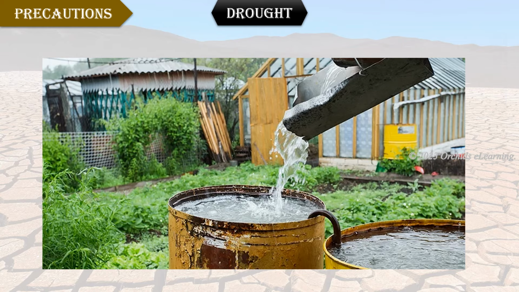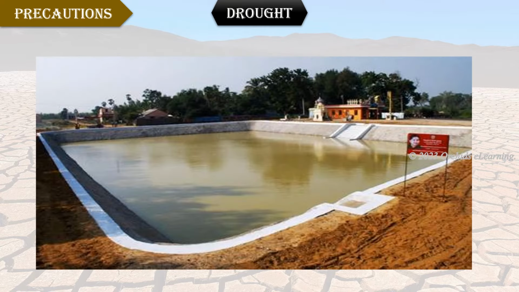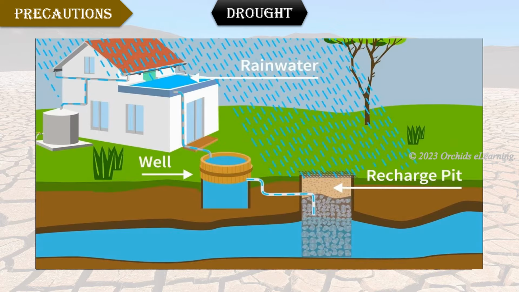It is important to conserve and store water when there is a good monsoon. This water stored in reservoirs and tanks is available during failed monsoon. In some places, traditional rainwater harvesting methods have helped to increase groundwater levels.